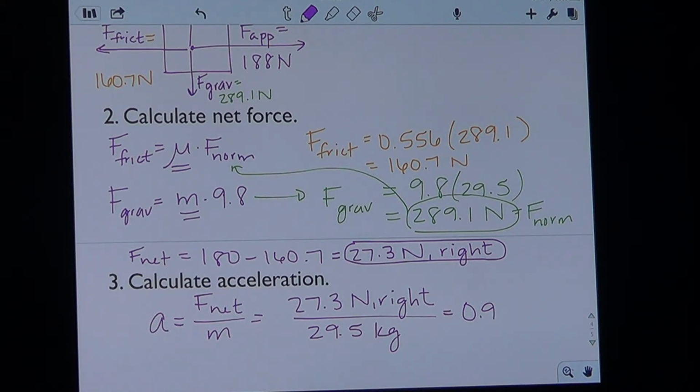I wrote down 0.924. That's what I got. I got like 0.925 something. Did you do 29.5 on the top? It should be less than 1 because the top's smaller than the bottom. 27.3 divided by 29.5. Oh yeah, mine does say 0.925. Well, anyway, it would be about 0.93, I guess we could say, meters per second squared, right.